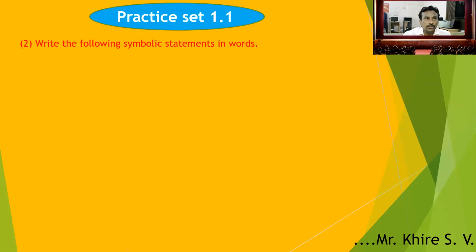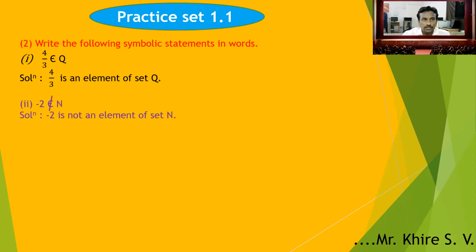Now question number 2: write the following symbolic statements in words. 4/3 belongs to Q. You have to write out the given symbolic statement in words. It means 4/3 is an element of set Q. Similarly, -2 does not belong to N means -2 is not an element of set N.